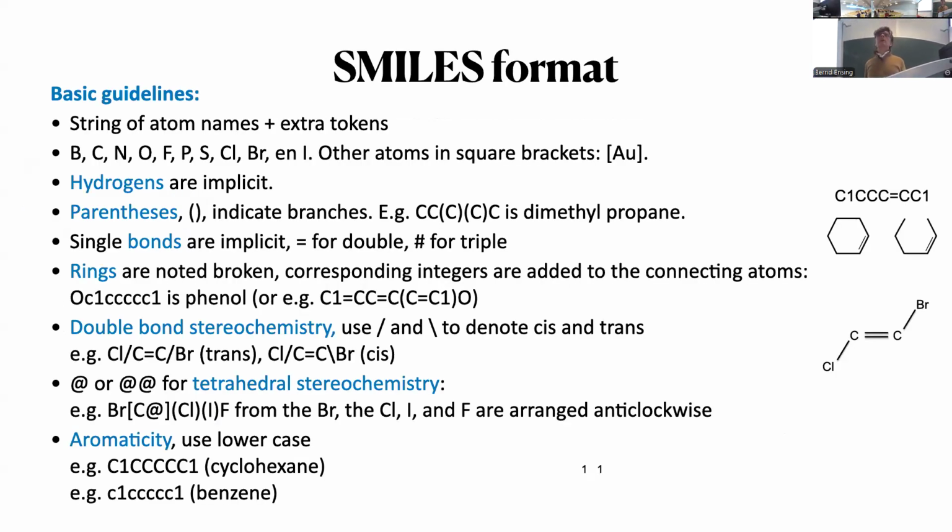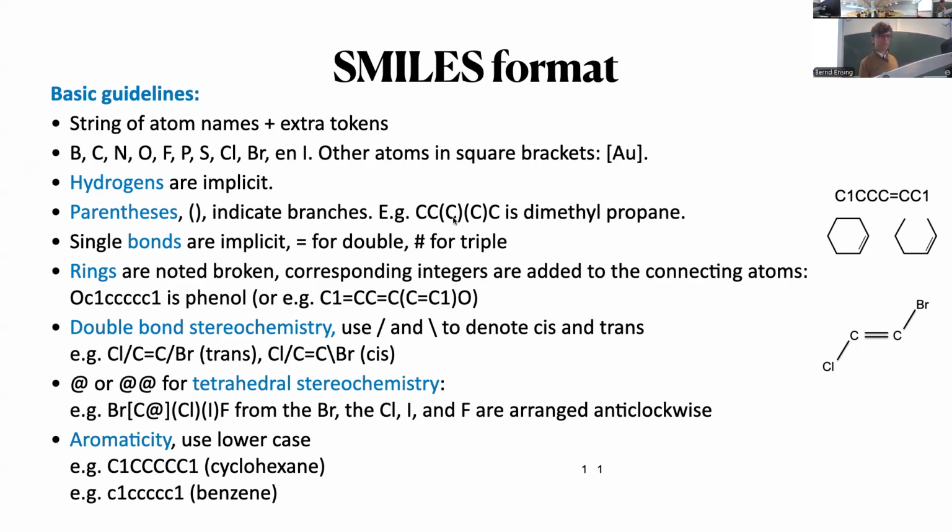Okay, here a little bit about language. I'm only going through the first half, but just to teach you how easy it is to read the SMILES strings. So there's just a string of atom names and some extra tokens. So the first two rows of the periodic system, except for the hydrogens, you just write the letters. More exotic elements are written in brackets. As I said, hydrogens are implicit. And if you see parentheses, it means a branch, right?